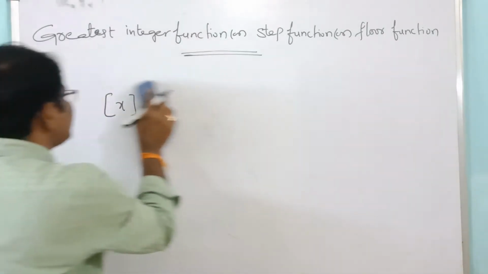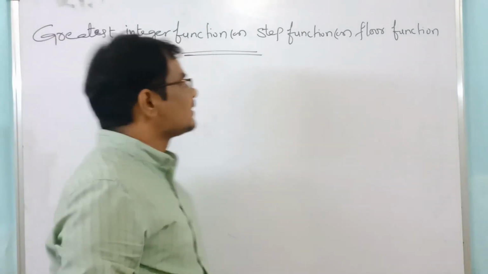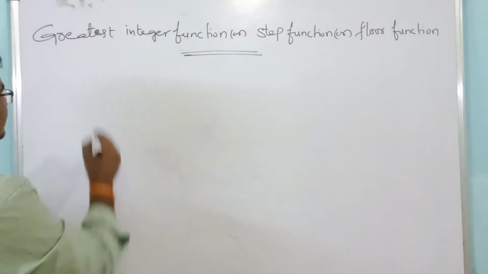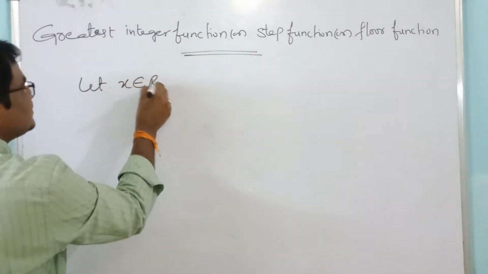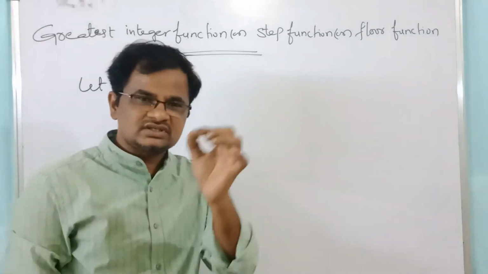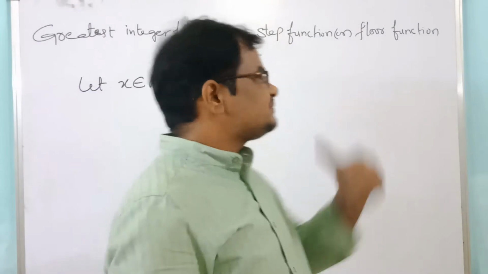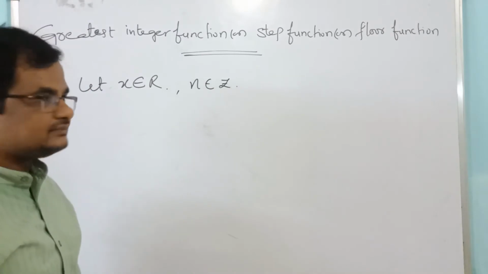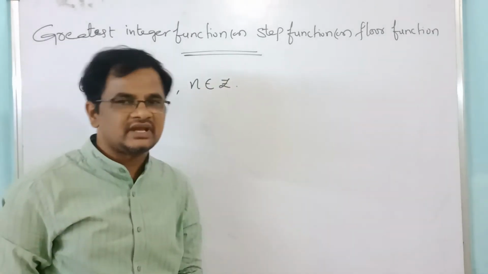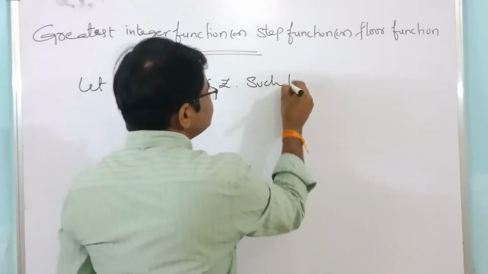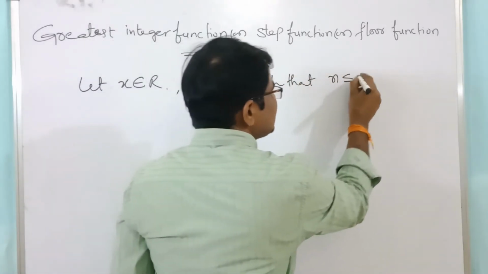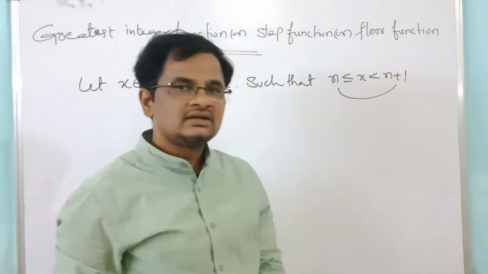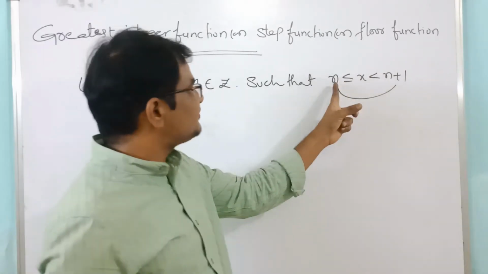Now come to the definition of this one. From all these, if you conclude, you will get a definition like this. Let x belong to the real numbers. It means I am taking one value x which belongs to the real numbers, and n belongs to the integers. So one value n I am taking from the integers, such that n is less than or equal to x less than n plus 1. Now observe: if you take any real number in this interval, the integral part of that one is definitely n.